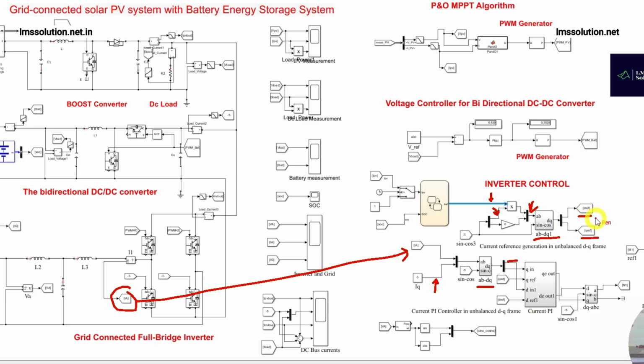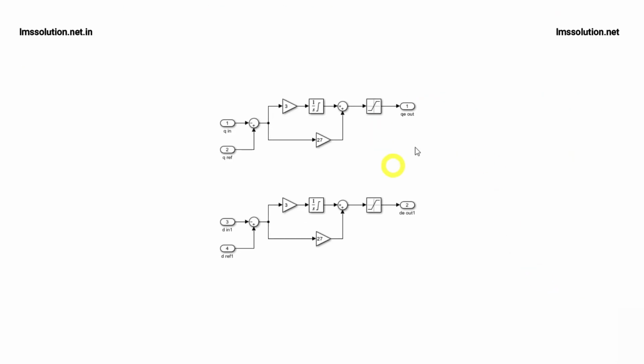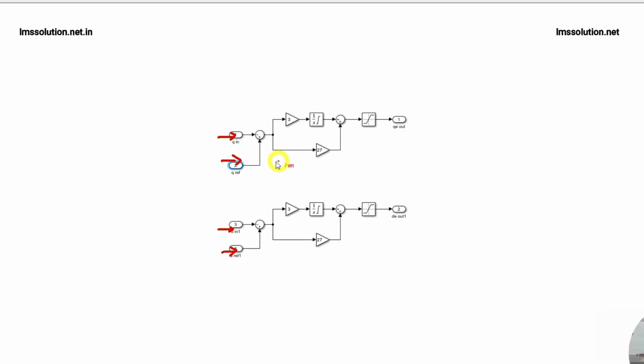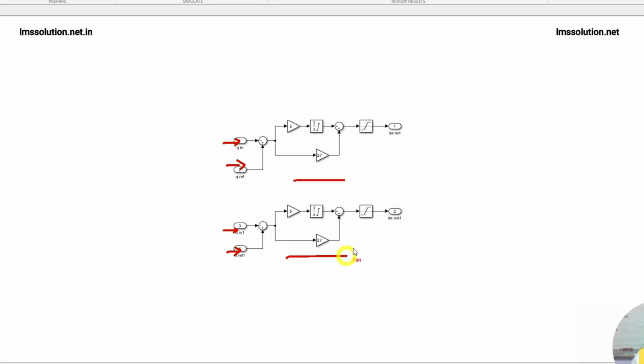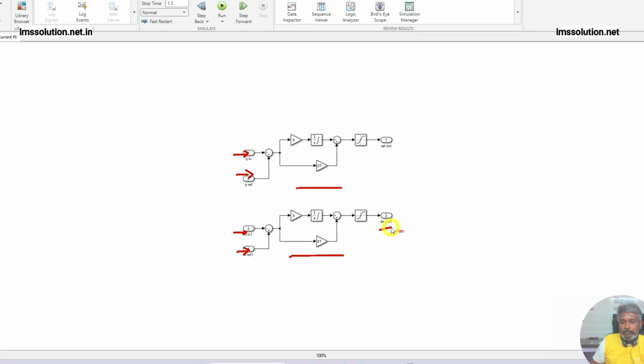Okay, so this reference is given here, and then the actual alpha beta is taken from here. Next we have to implement the current controller. So here we have the current controller. It is going to process alpha actual and alpha reference, beta actual and beta reference. It is processed via a PI controller, and it will generate the control signal in the form of alpha and beta.